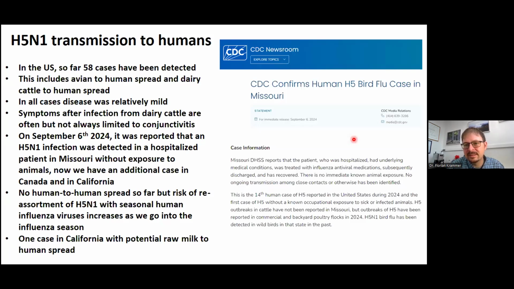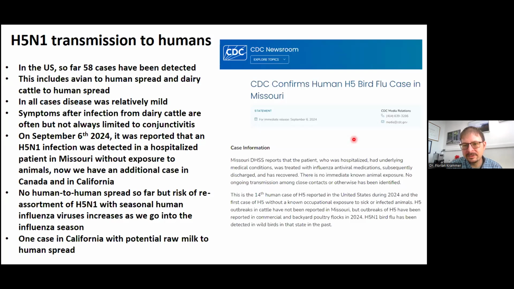And that's, of course, a situation where people get worried, because if you don't have a clear exposure, then it could also be already human-to-human transmission. And if you see human-to-human transmission, that means that the virus can spread from humans to humans, and that would indicate that we're getting very close to a new pandemic.